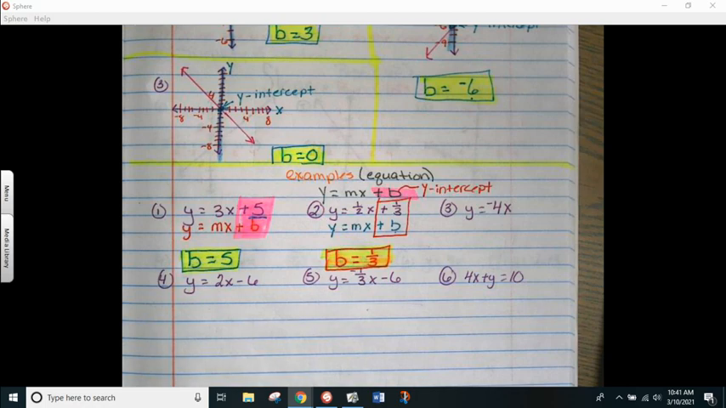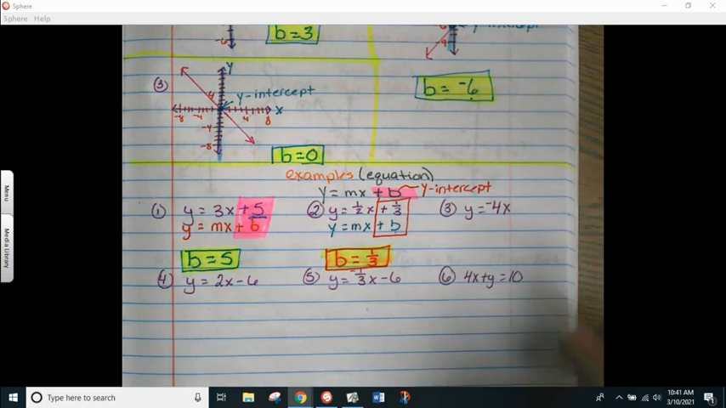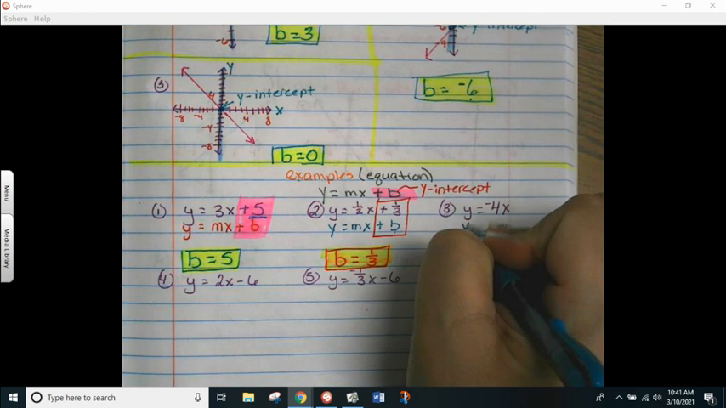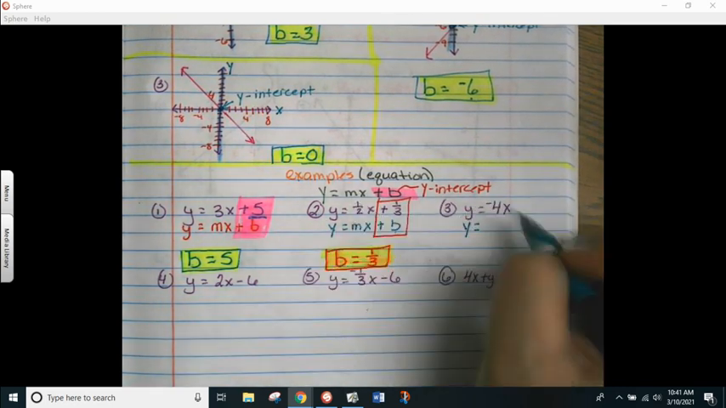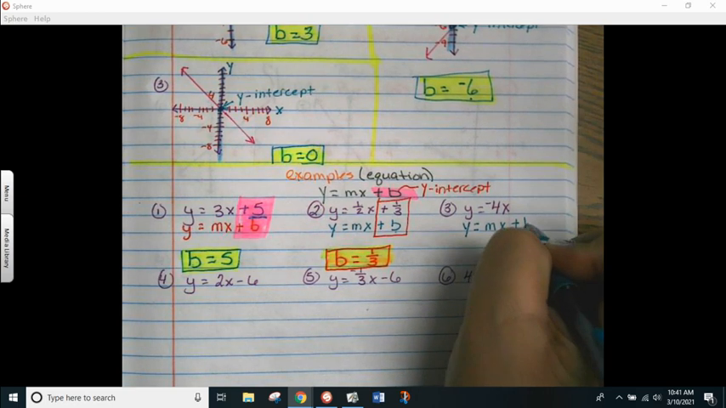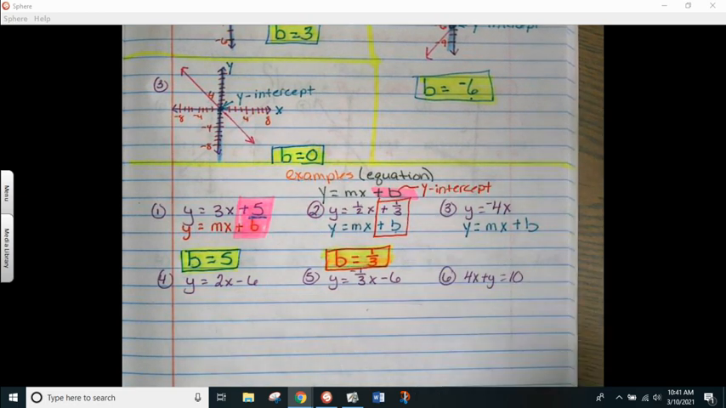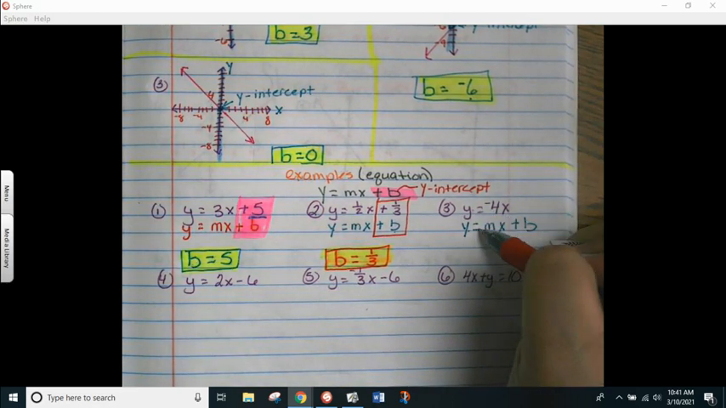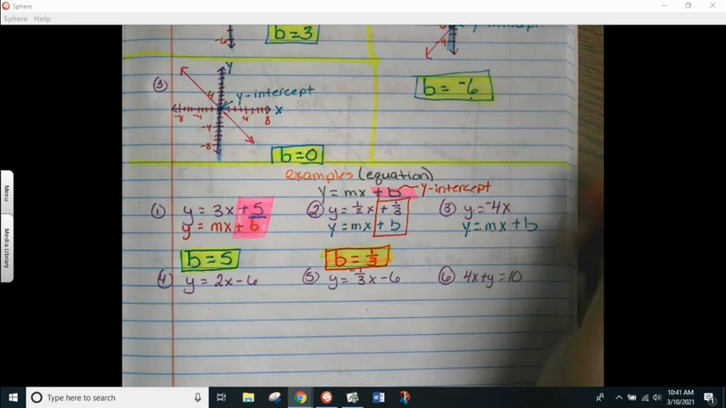Let's look at the last one I have here. It says y equals -4x. So again, just to make sure, I'm doing y equals mx plus b. Now, compare. Y's are good. Equal sign is good. There's a number there for the variable. There's my x's. I don't have a plus b.